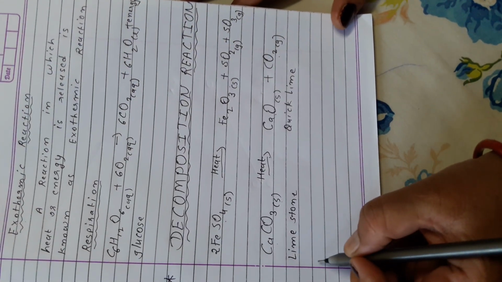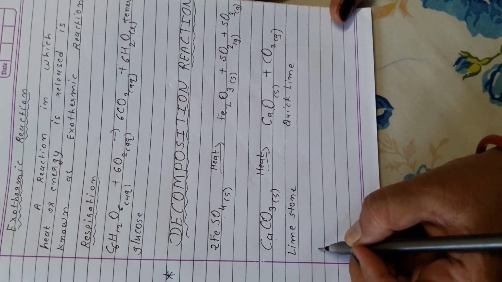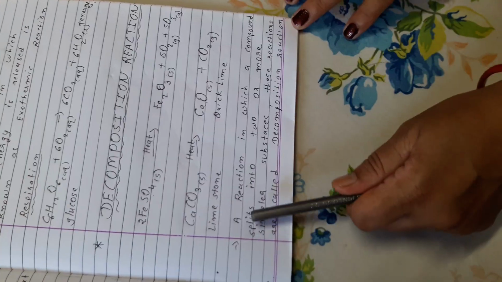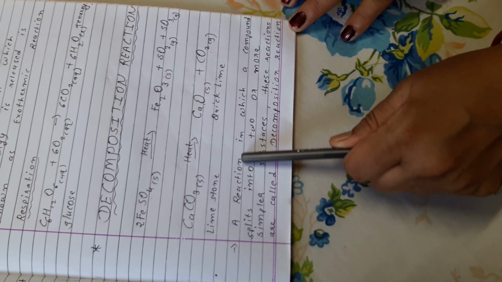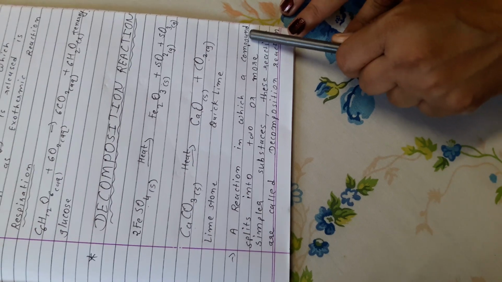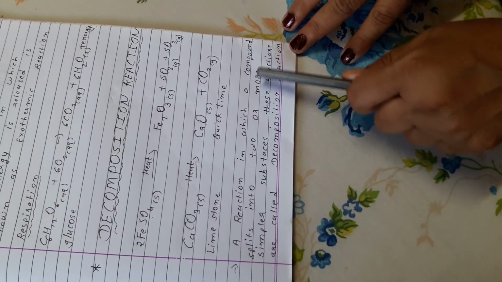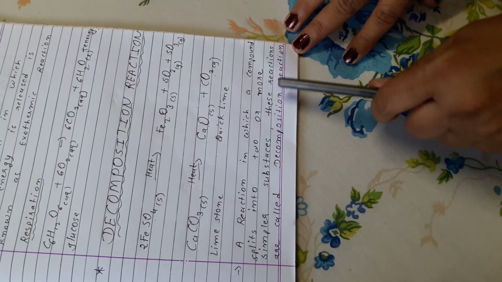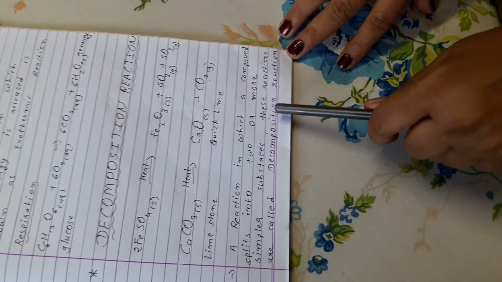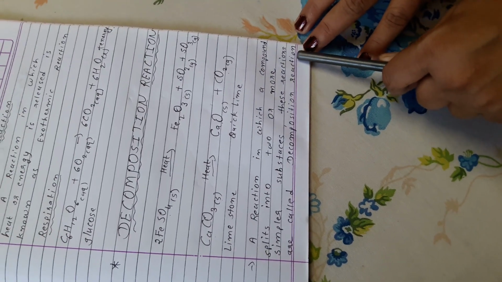So what is the definition of a decomposition reaction? A reaction in which a compound splits into two or more simpler substances. These reactions are called decomposition reactions.